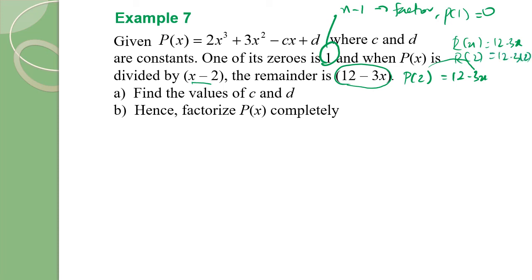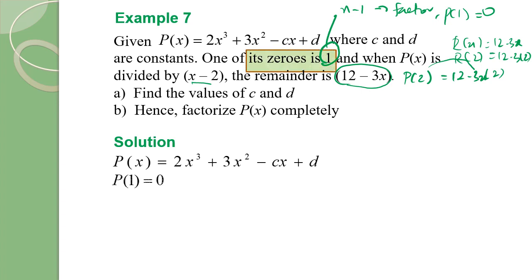So, now we have two equations, right? Because x is equal to 2. So, what you have to do is to find the two equations and solve them simultaneously. The first one is that 1 is a zero, so p of 1 equals 0. So, substitute 1 into the polynomial.